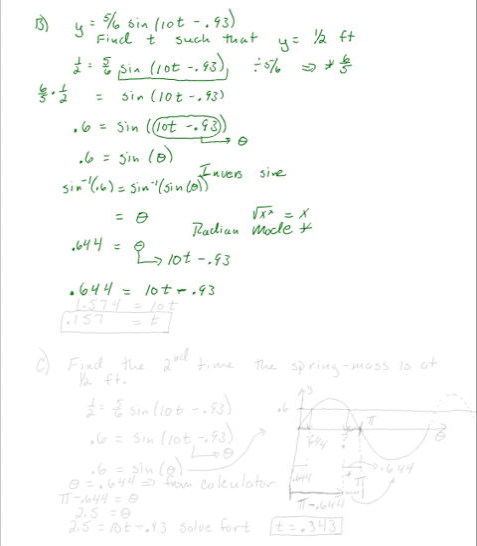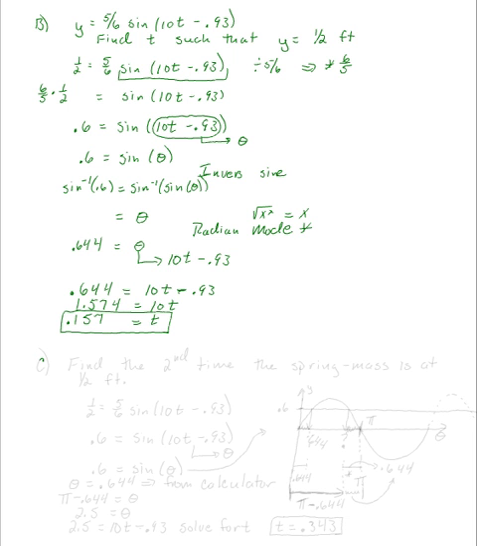So to solve this, I'm going to add 0.93 to both sides. I get 1.574 equals 10t, and then solving for t, I get 0.157. Okay, and again, you can check your answer. I think we'll find this is the first time when the spring mass system is a half a foot from the equilibrium position.